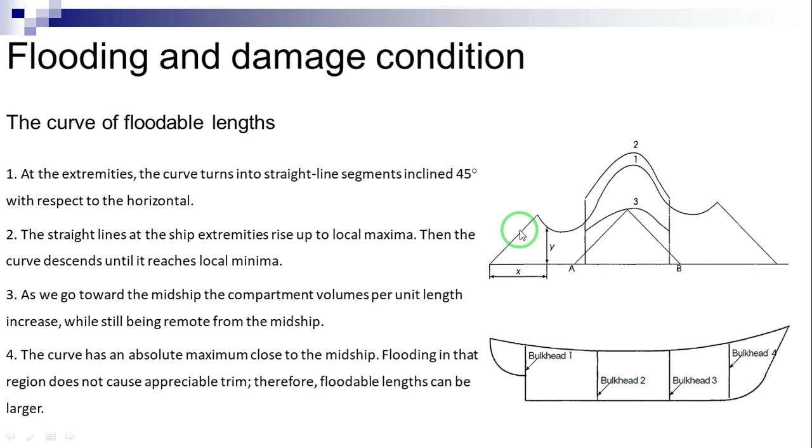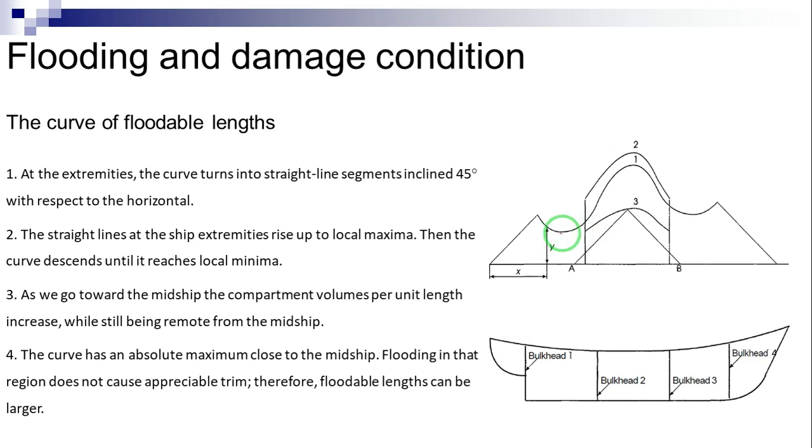2. The straight lines at the ship extremities rise up to local maximum. Then the curve descends until it reaches local minima. Usually the ship breadth decreases toward the ship extremities and frequently the keel line turns up. Thus, compartment volumes per unit length decrease toward the extremities. Therefore, floodable lengths in that region can be larger, and this causes the local maxima.